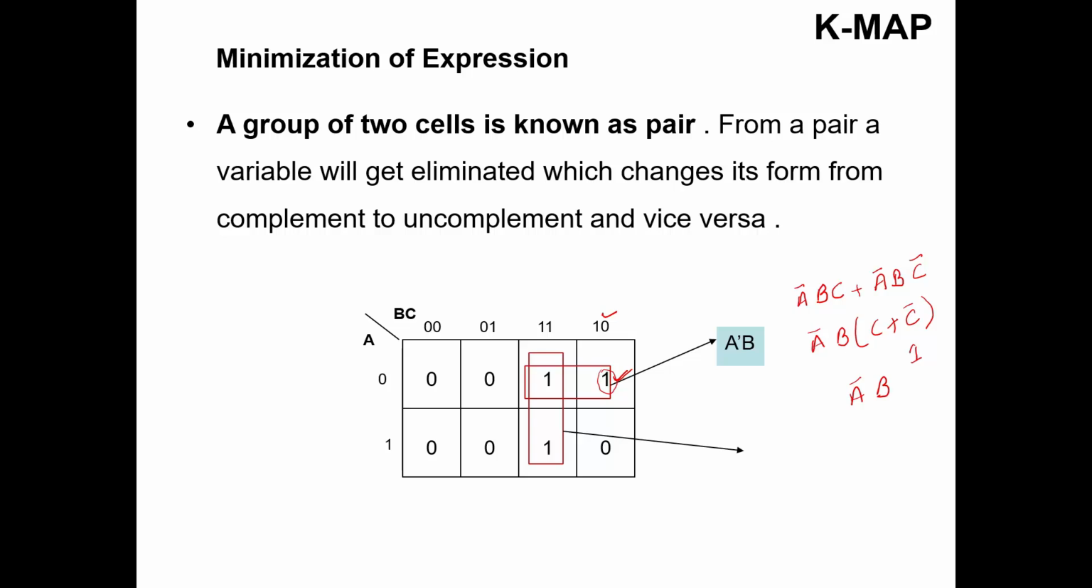From the second group, A is changing from 0 to 1, while there is no change in the values of B and C, so the output will be BC. The overall output of this K-map will be Y equal to A bar B plus BC.